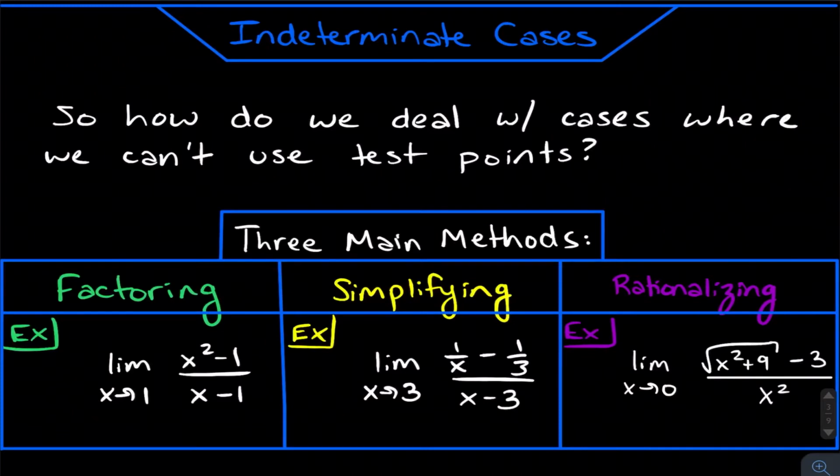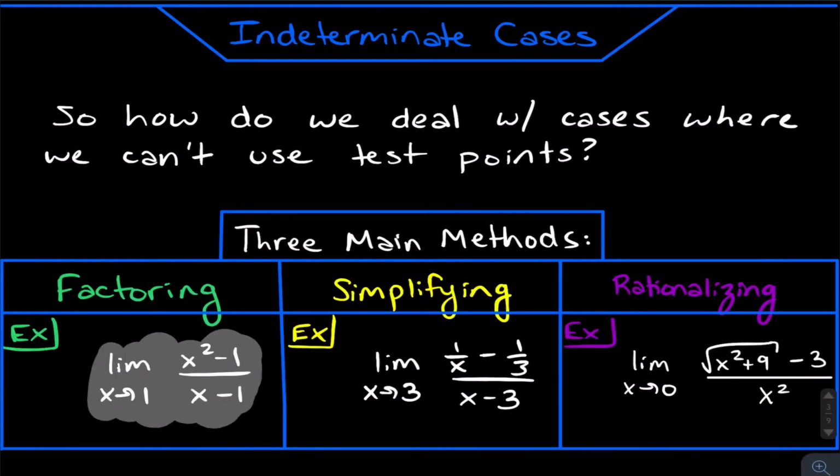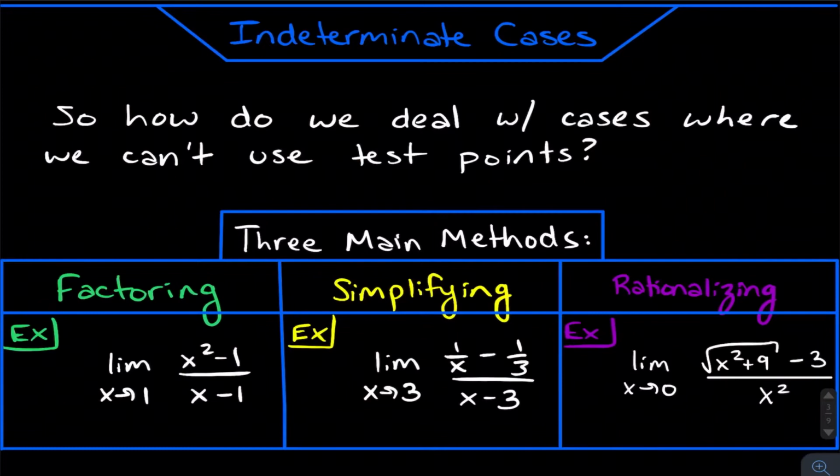So, how do we deal with these cases where we can't use test points? Well, there are 3 main methods, and those are factoring, simplifying, and rationalizing. Factoring is for an example like this, where we have the limit as x approaches 1 of x squared minus 1 over x minus 1. That's what we just saw. Notice that you could break this up. This is a difference of 2 perfect squares. You could break it up into x minus 1 and x plus 1.